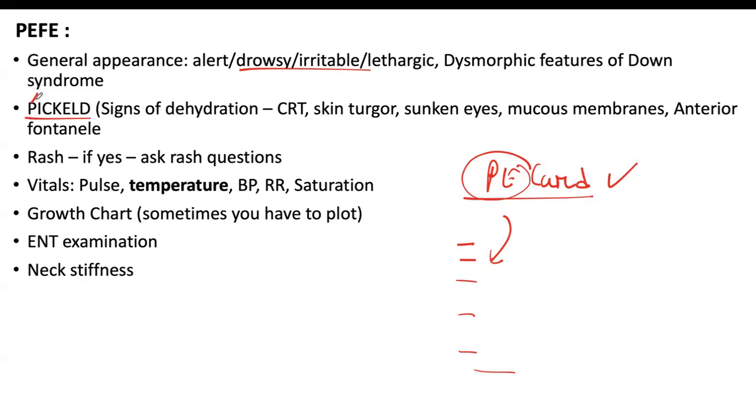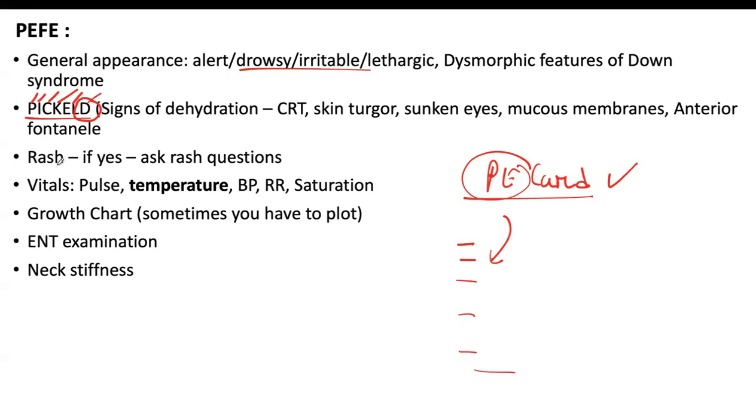Then PICCLED. PICCLED includes pallor, icterus, cyanosis, clubbing, edema, lymphadenopathy, and dehydration. We don't ask all of them, we just ask the relevant ones. For a child who is vomiting, the most important thing is dehydration. So you can ask the examiner, any pallor, icterus, cyanosis? No. You can only ask two or three at a time. But most importantly, is there any sign of dehydration, such as reduced skin turgor, sunken eyes, dry mucous membrane? The examiner will say, yes, there is a moderate sign of dehydration.